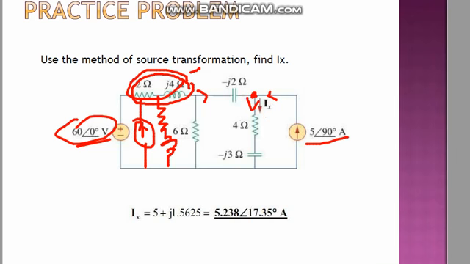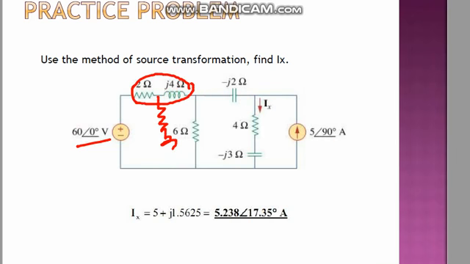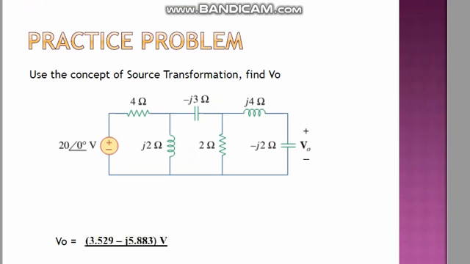Source transformation is usually helpful when you are converting a voltage source to a current source. If there are multiple current sources, you can convert them to a voltage source as far as it is concerned, and using KCL you can find the current in the circuit. There is another example of source transformation, finding V output. There is a 20 volt source. Again make it a current source transformation, find the voltage from here, then using the voltage division rule, you can easily find V output.